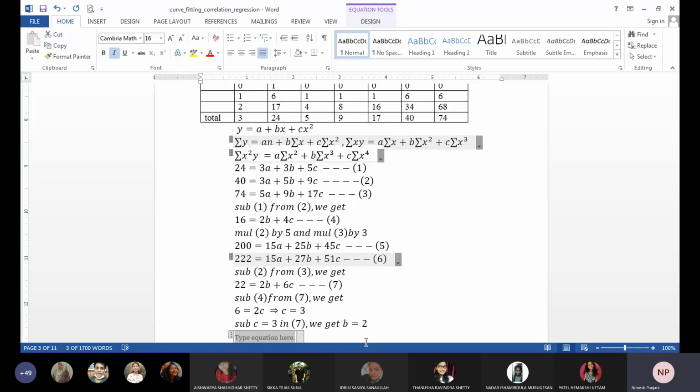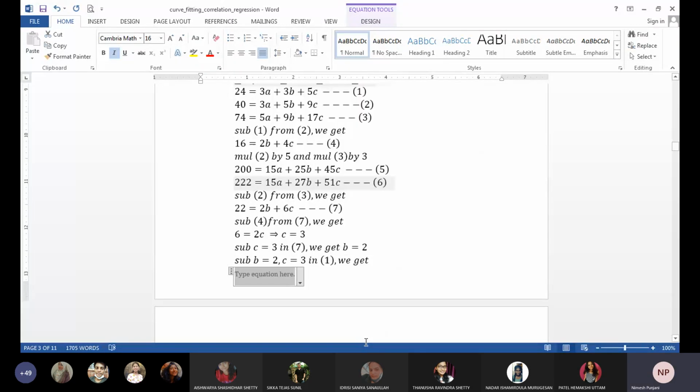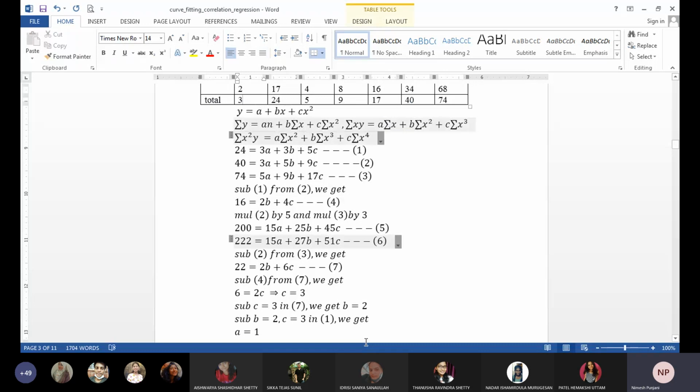Now substitute b equals to 2, c equals to 3 in any one of the equation 1, 2 and 3 में से. Substitute b equals to 2, c equals to 3 in equation 1. So what is the value of a which we get? B को 2 डाला तो 6, 15, 21, 3, 3, 1. So we get a equals to 1.